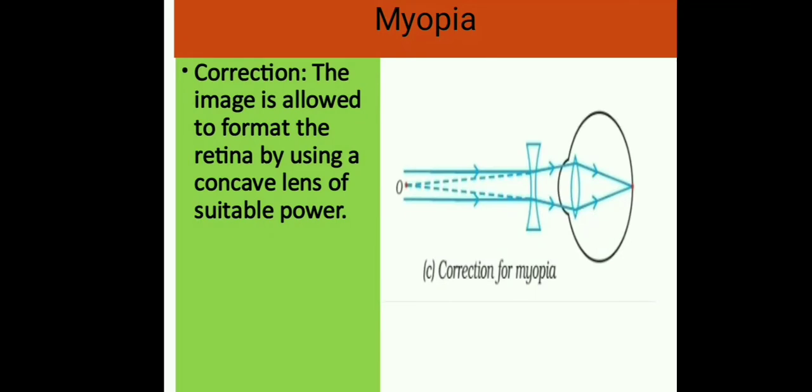Now the correction of myopia. Since a concave lens has the ability to diverge incoming rays, it is used to correct this defect of vision. The image is allowed to form at the retina by using a concave lens of suitable power as shown in the diagram which is given on the right hand side of the slide.